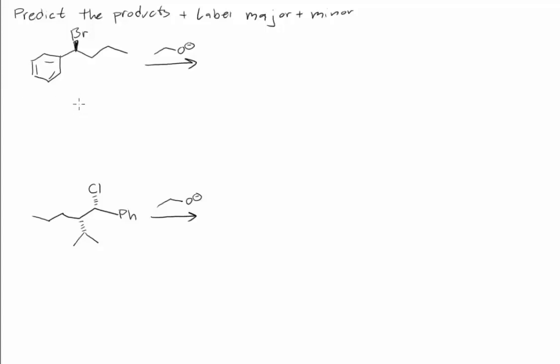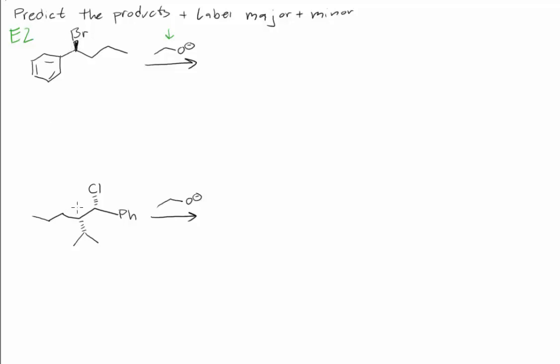Here are some practice problems in predicting the products of E2 reactions. So we're going to identify these as E2 and predict the major and minor products. We know they're E2 because we have a strong base, which is also a good nucleophile, but primarily strong bases will lead to E2 reactions preferentially.